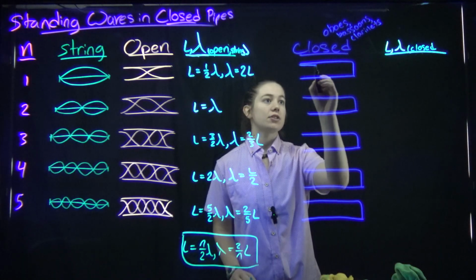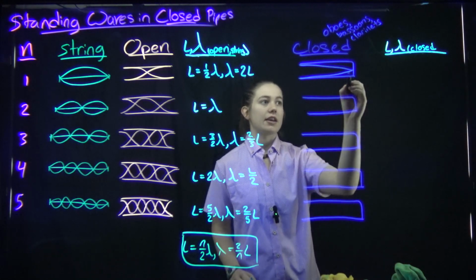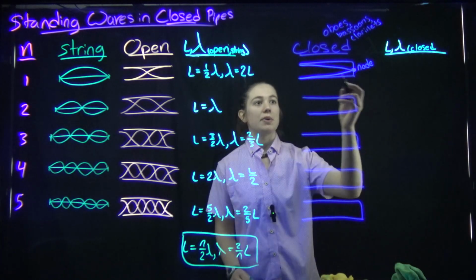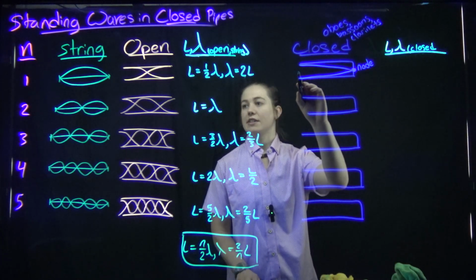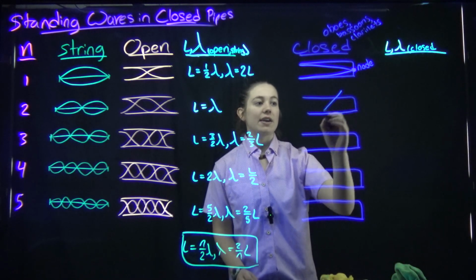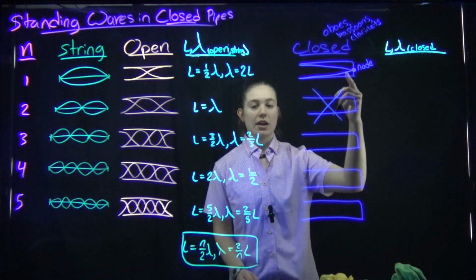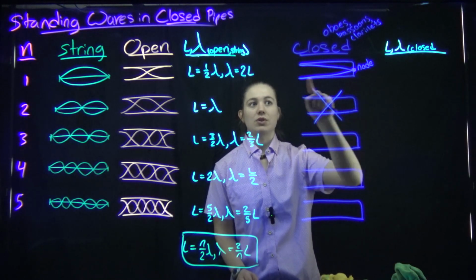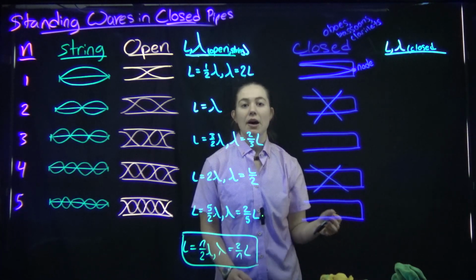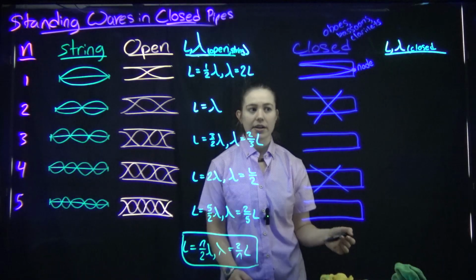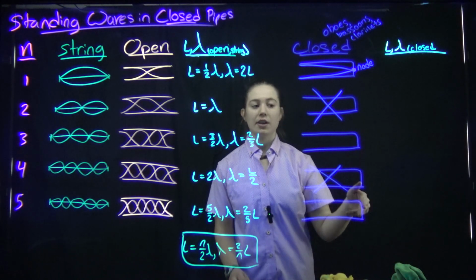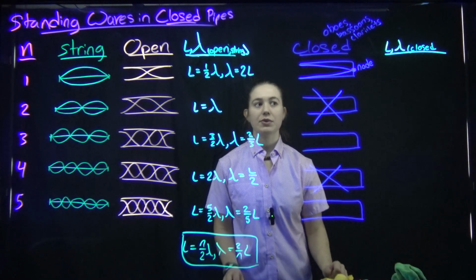So for our first harmonic, it's going to look like this. We need to have a node at this end. We're going to have an antinode at this end. We've determined that with the open pipes. And we can't have any even harmonics if we must have a node at the closed end and an antinode at the open end. So all of our even harmonics, 2, 4, 6, and so on, they just won't be satisfied with the closed pipe, so we can just ignore those.